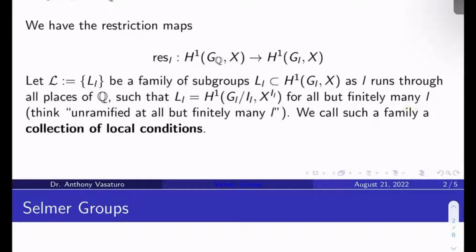In other words, I want L_l to just be the unramified classes for all but finitely many l. This is a common theme in number theory in general. We want things to be unramified for all but finitely many places, okay? I mean, we've been talking about this since the beginning of the playlist. And so when we have such a family of subgroups inside these groups, we're going to call such a family a collection of local conditions.